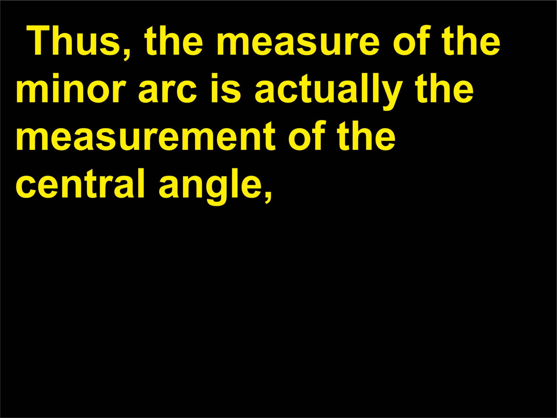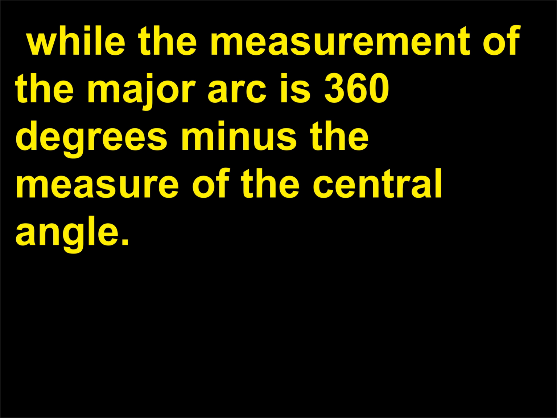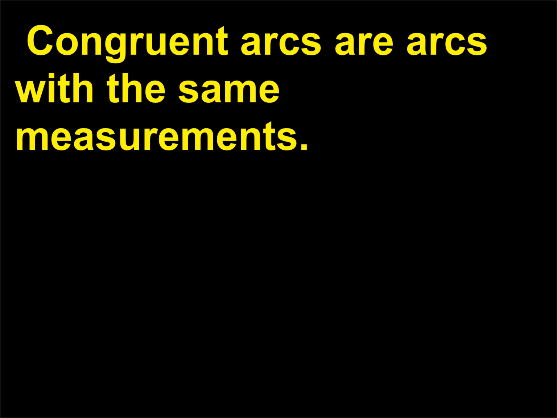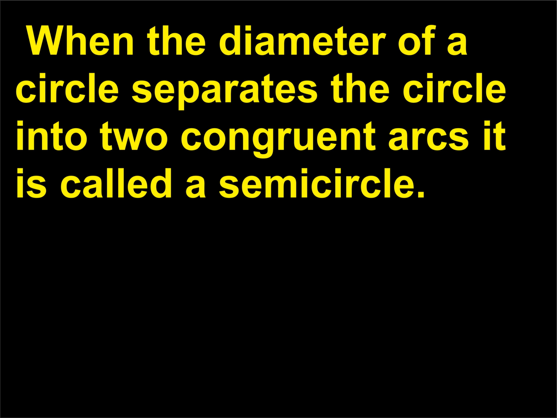Thus, the measure of the minor arc is actually the measurement of the central angle, while the measurement of the major arc is 360 degrees minus the measure of the central angle. An arc length is the distance between an arc's endpoints along the path of the circle. Congruent arcs are arcs with the same measurements. When the diameter of a circle separates the circle into two congruent arcs, it is called a semicircle.